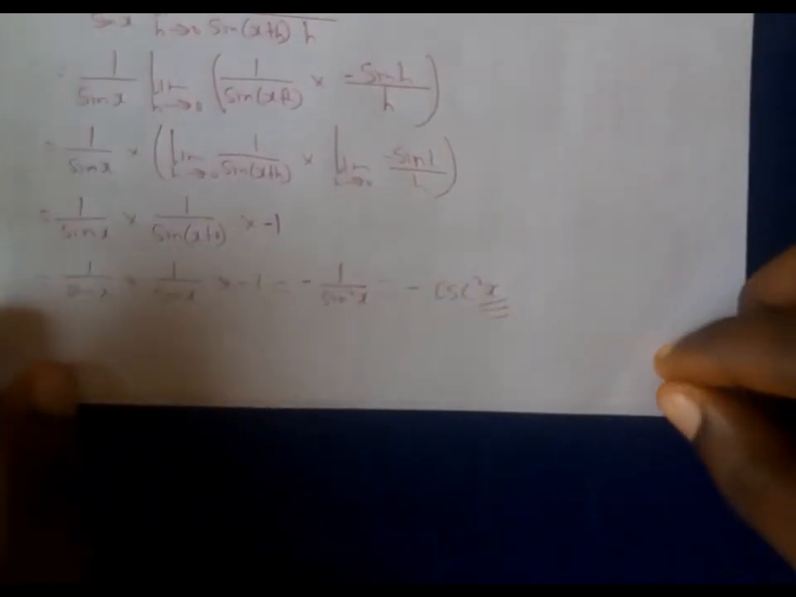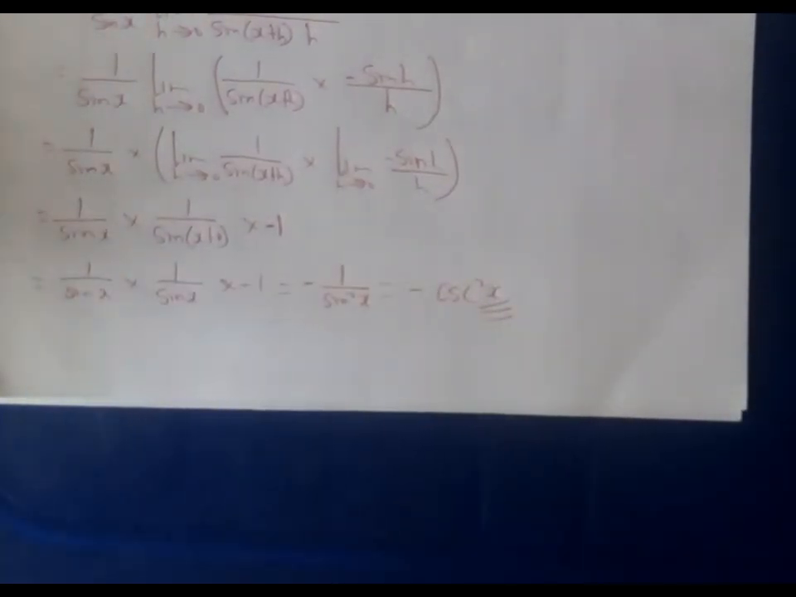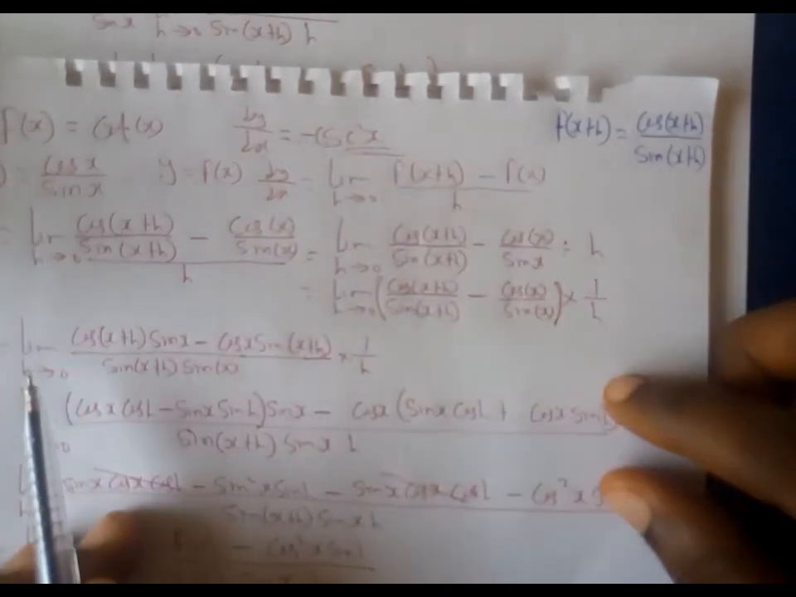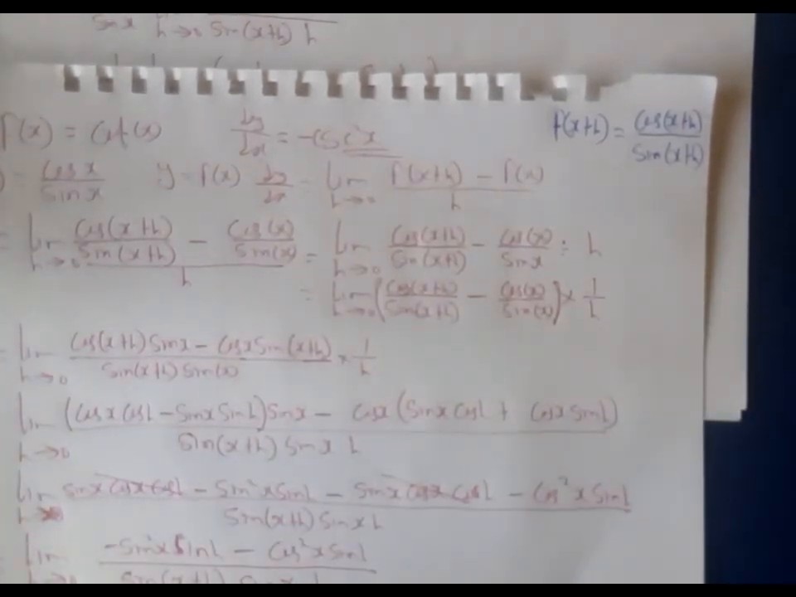And this is how the derivative of cot x is formed. And that is why the derivative, the y ds, is equal to negative cosecant squared x. I hope you find this helpful and understandable. Now you know the derivative of cotangent x.